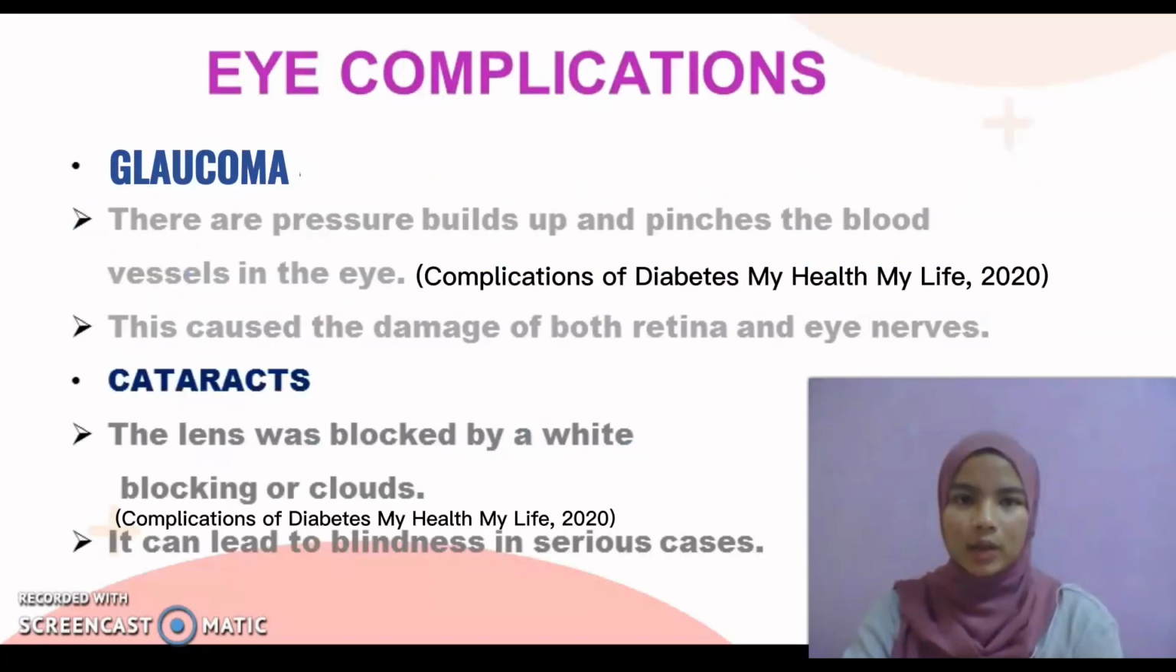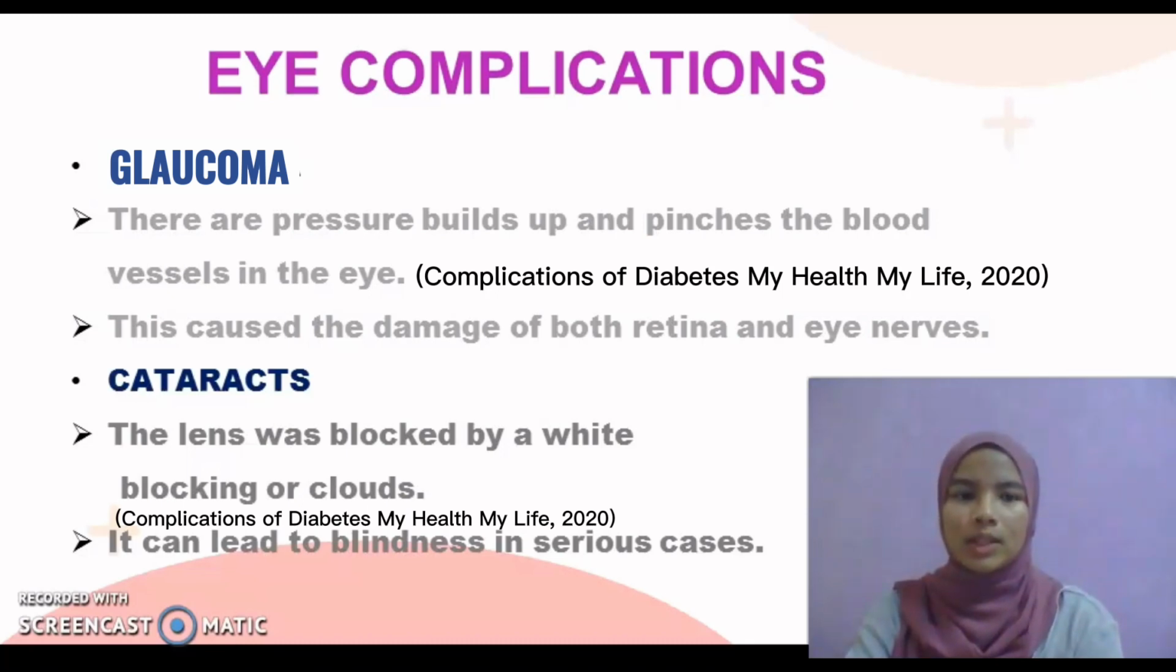The last complication is eye complication, which we call diabetic retinopathy. The first one is glaucoma. Glaucoma is caused by pressure that pinches the blood vessels in the eye, which then causes damage to both the retina and eye nerves. People who have glaucoma usually lose their vision slowly, and they will see a very bright ring around the light. It can be treated using prescription eye drops that can prevent, stop or minimize the pressure on our eye nerve.